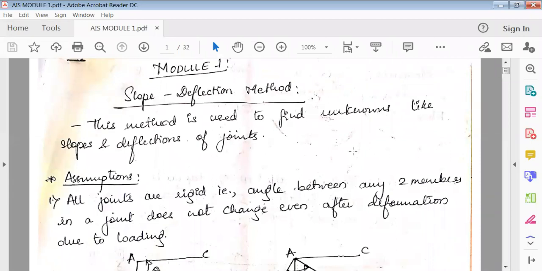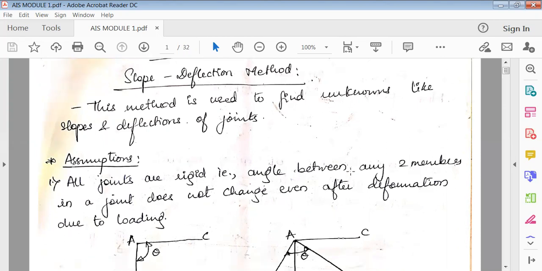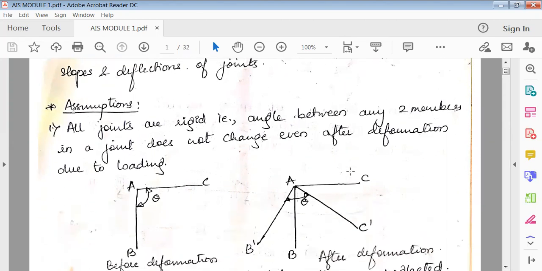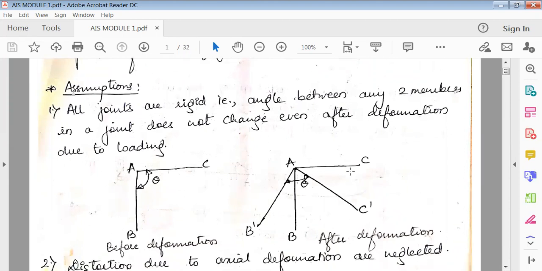As we have already studied, indeterminate structures are the structures wherein the equilibrium equations are only three, but what we have to find will be one or two more. So the number of unknowns will be greater than three, but we have only three equilibrium equations. So there will be extra unknowns to be found out, and those unknowns will be found out using other methods.